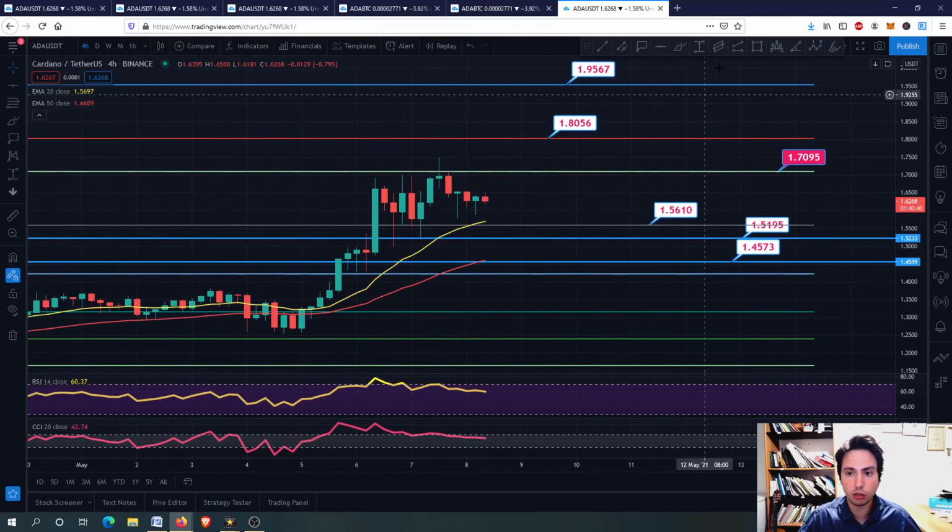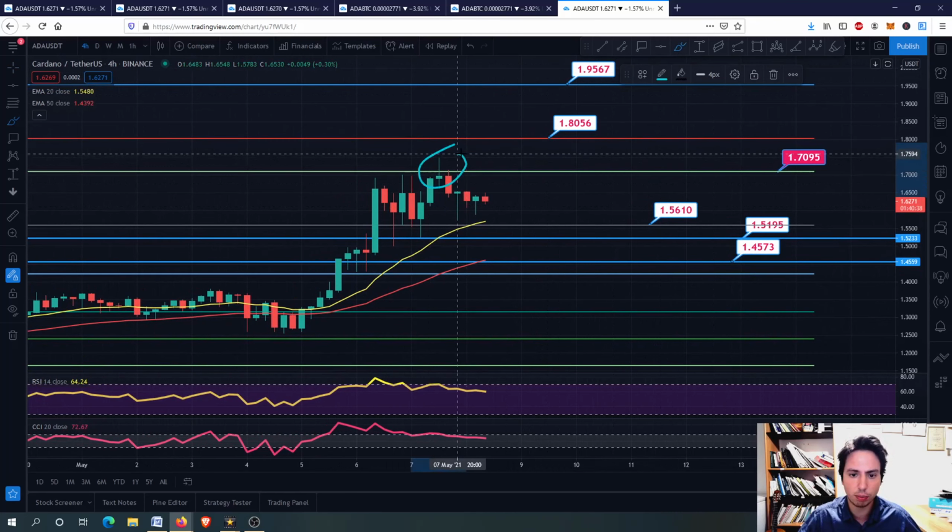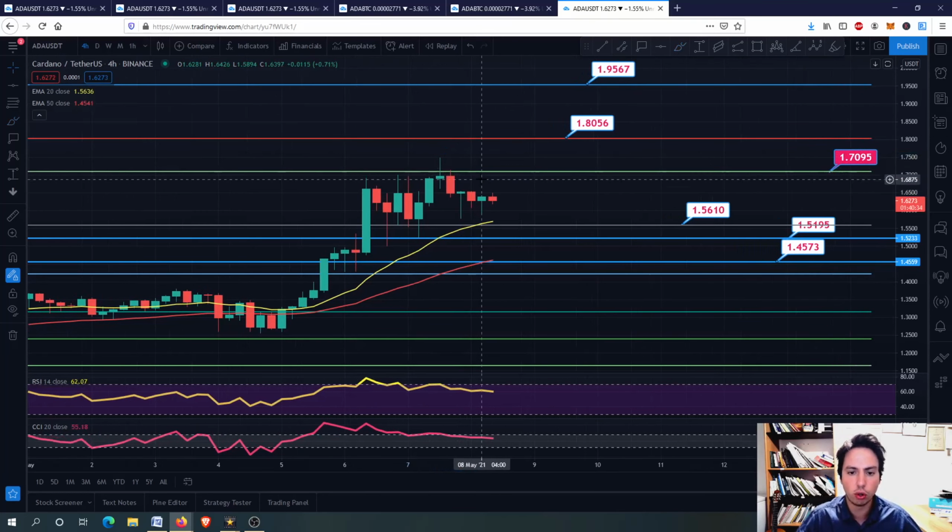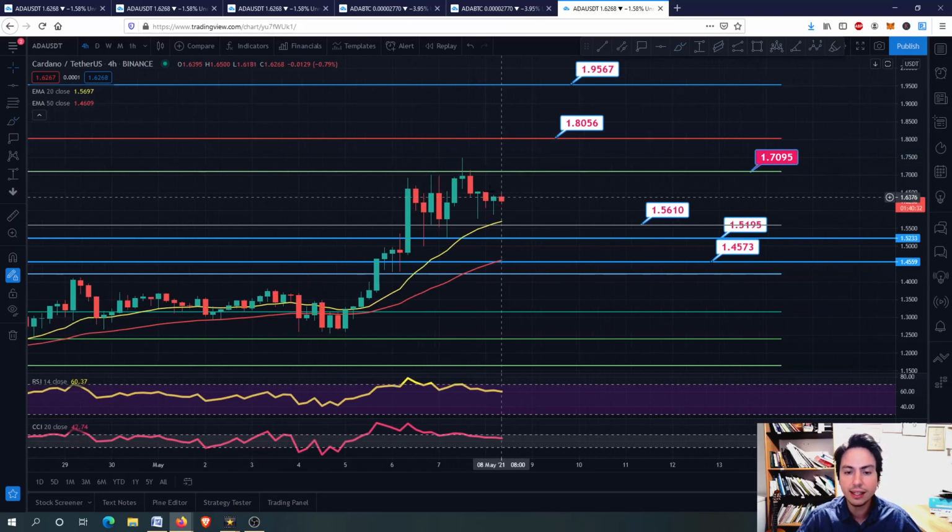Never sell your position. For those who bought at this top, remember that ADA is looking very strong for the long term, so you don't have to worry about anything. Don't panic. Stay with me, guys. Never sell your position, please. It is very important to listen to that.